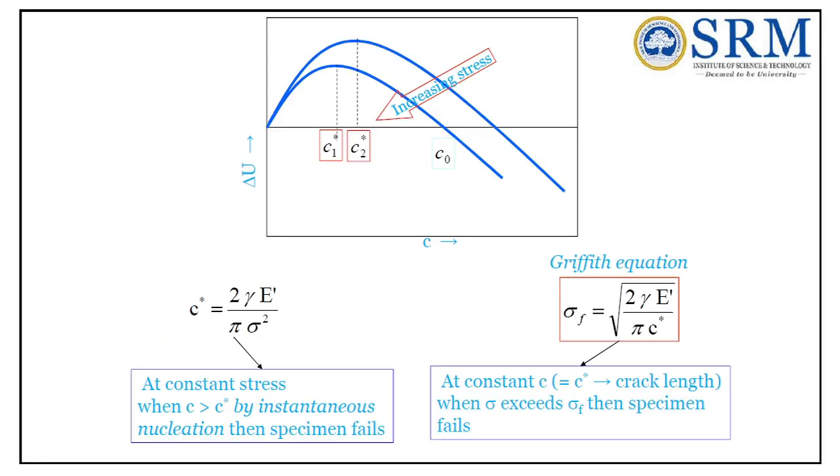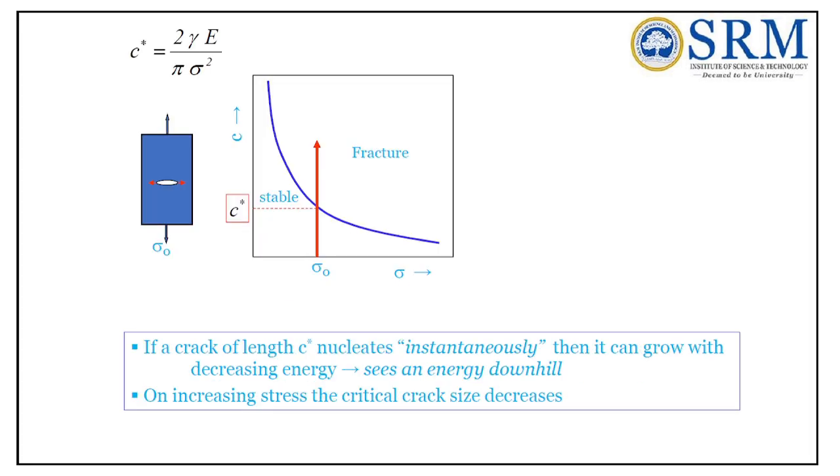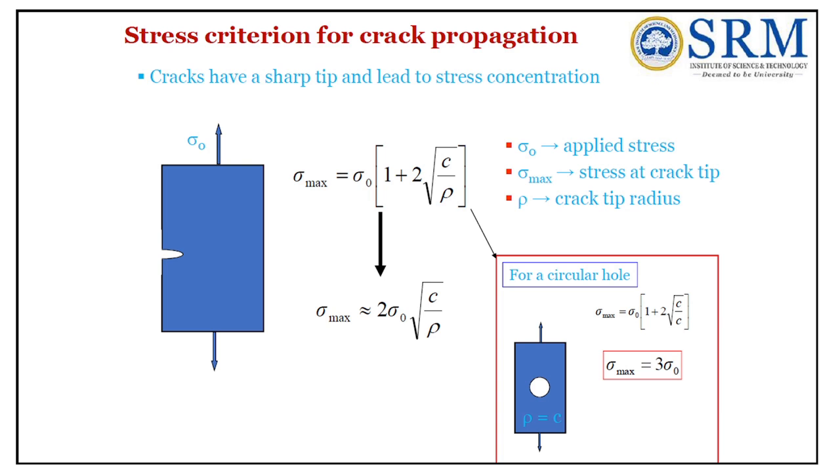When we reduce this equation, we get the Griffith equation as sigma f equal to root of 2 gamma E dash divided by pi c. So at constant c equal to c star, when sigma exceeds sigma f, the specimen fails. This is the Griffith equation. Okay, so this is the stress criterion for crack propagation.